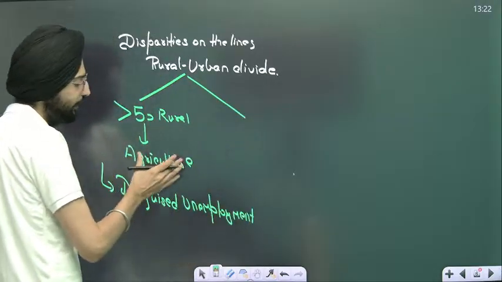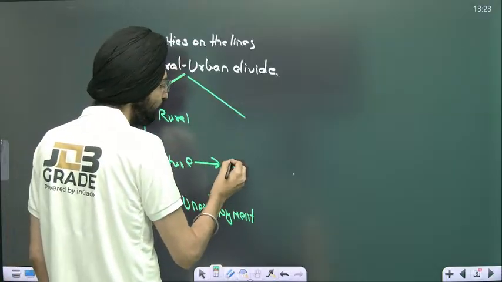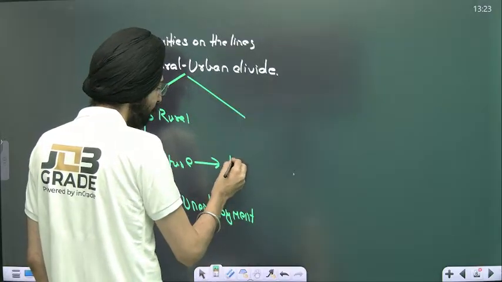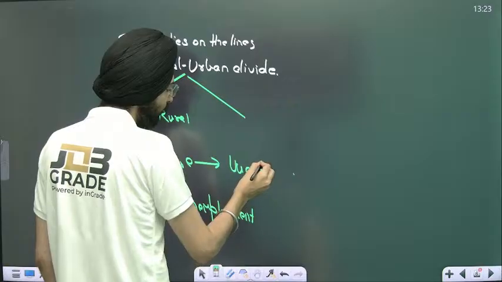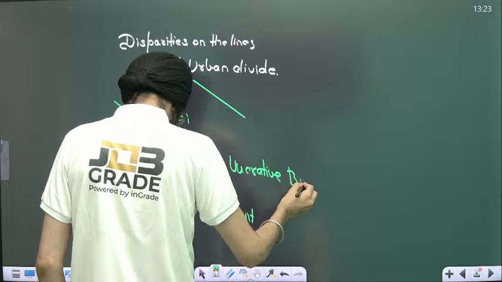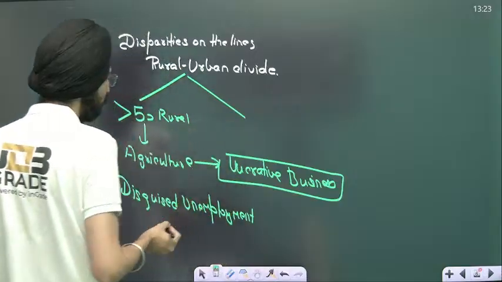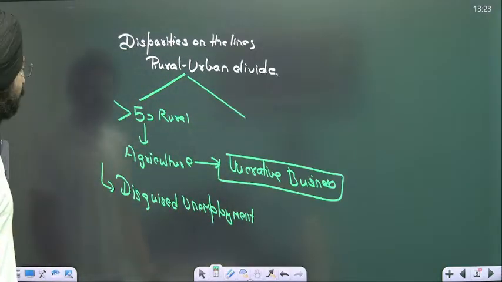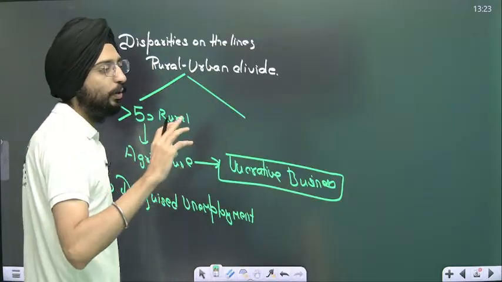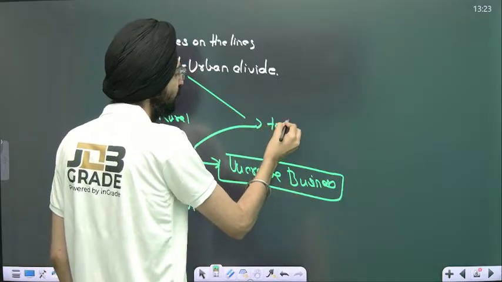Now again, agriculture is not a very remunerative or lucrative business. So what will happen? Understand this. If there is no lucrativeness, they're not earning that well. That means they're not going to invest too heavily on education.